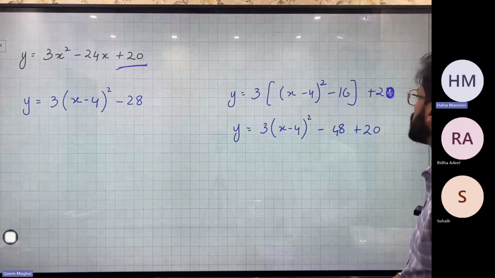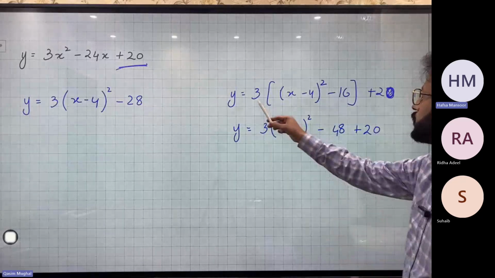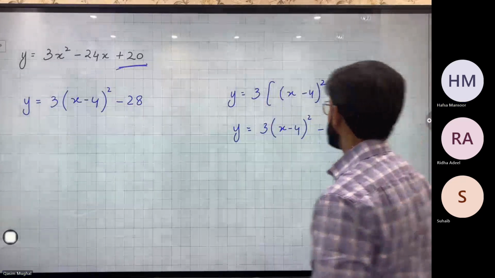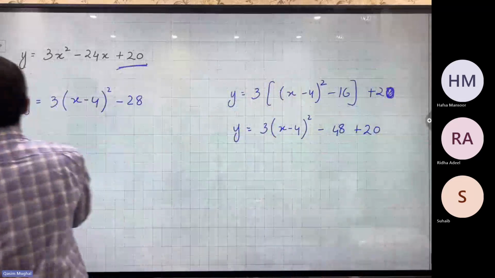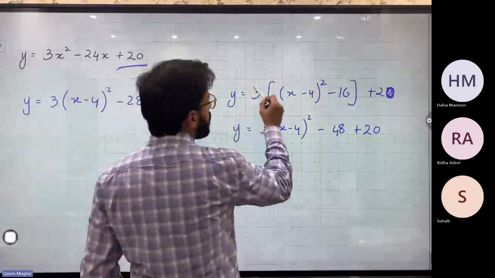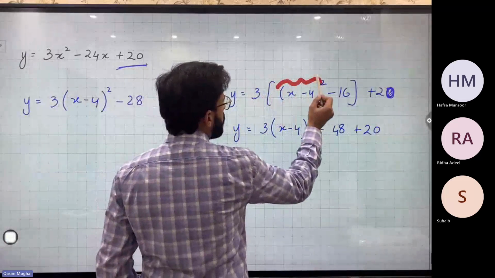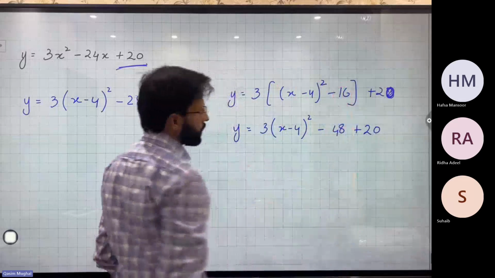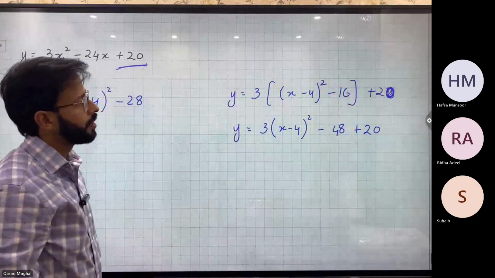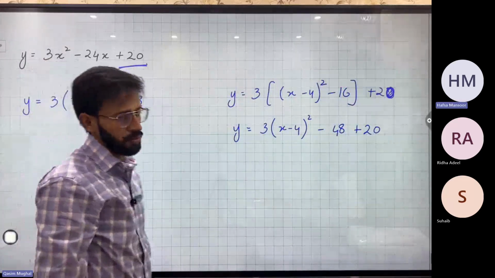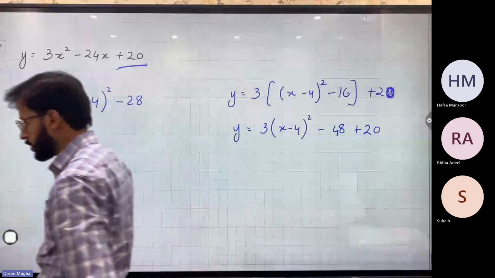No, I forgot to multiply 16 by 3. Oh, okay. Because when you open up these brackets, this 3 will be multiplied with this term and with this term as well. Okay? Okay. Shabash. Very good, very good.